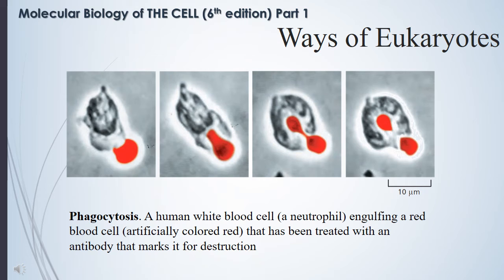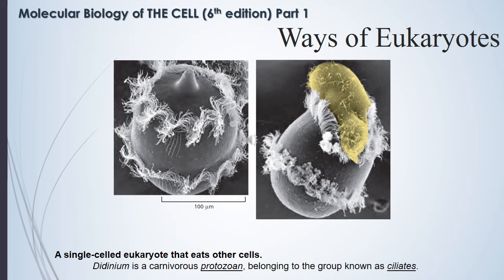In this particular case, a neutrophil is engulfing or phagocytosing a red blood cell, which has been treated with antibodies, basically marked for destruction. Here is another eukaryote, which is a single-celled organism that eats other cells. Didinium. It's obviously a carnivorous protozoan. It belongs to a group known as ciliates.